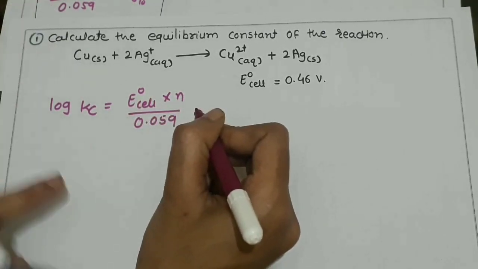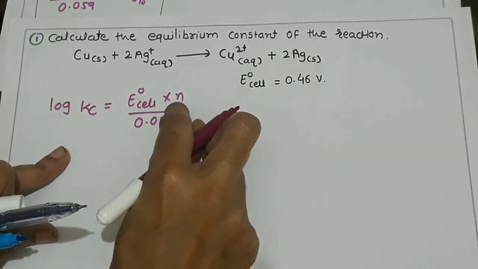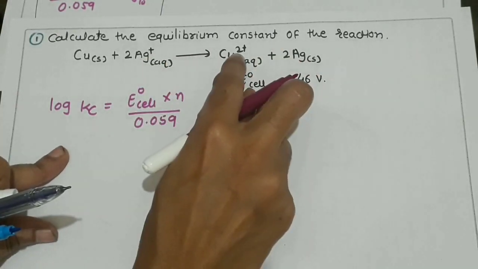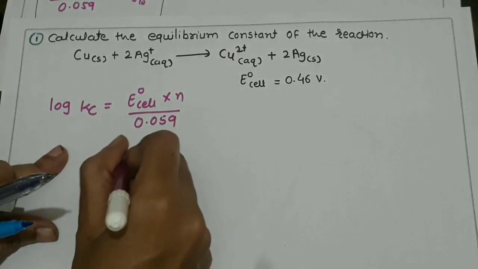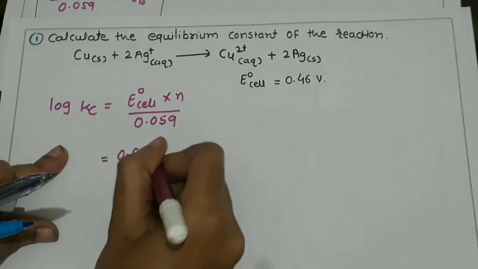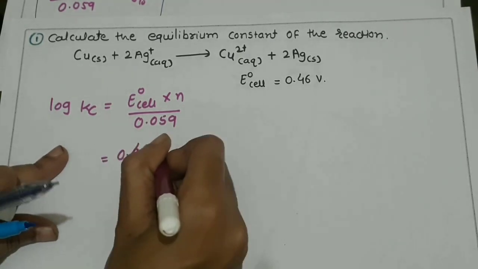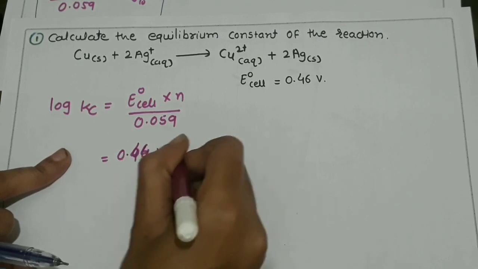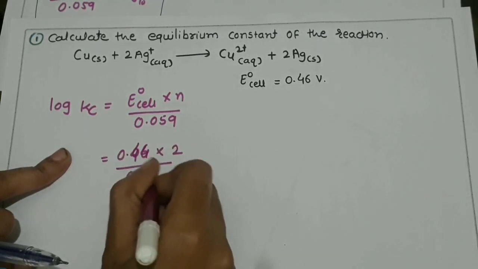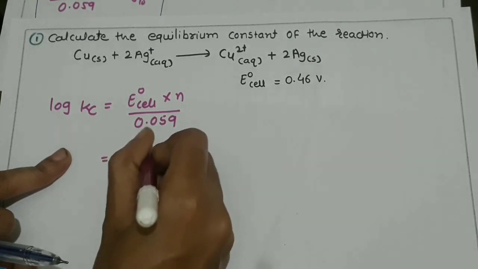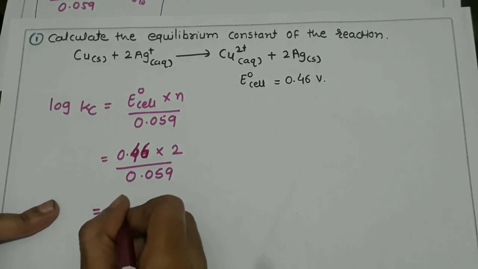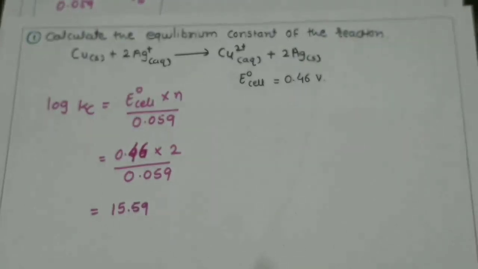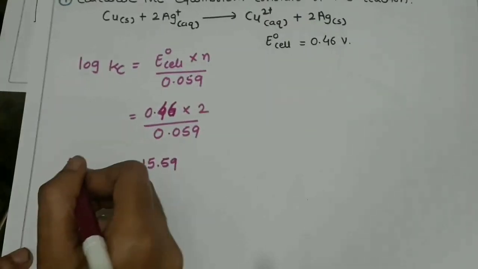0.059. Now what is the value of n? n is the number of electrons transferred. Here the number of electrons transferred is 2, and E naught of cell is given, it is 0.46. So 0.46 into 2 upon 0.059. Now we multiply, and we get the answer 15.59.